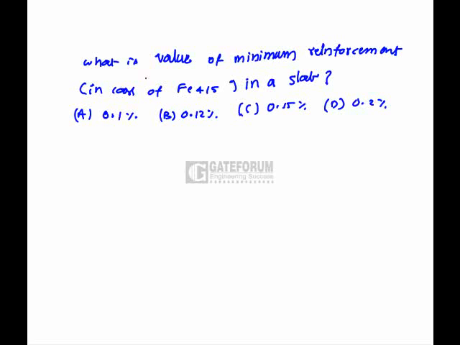The question is, what is the value of minimum reinforcement in case of FE415 in slabs that has to be provided? Based on IS 456 2000, the minimum reinforcement for slabs is 0.15%. So option C is correct.